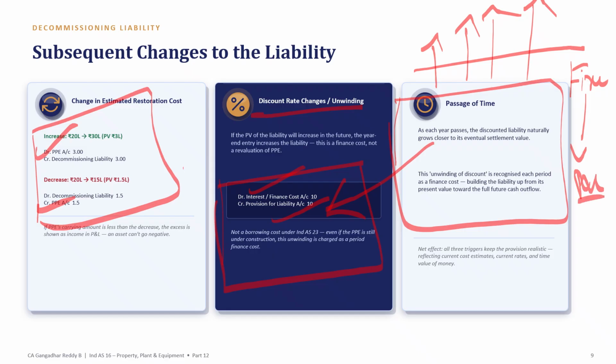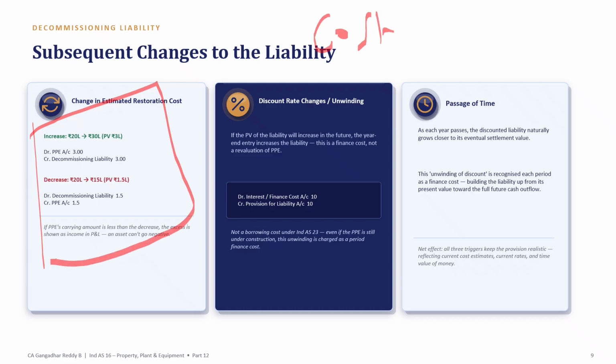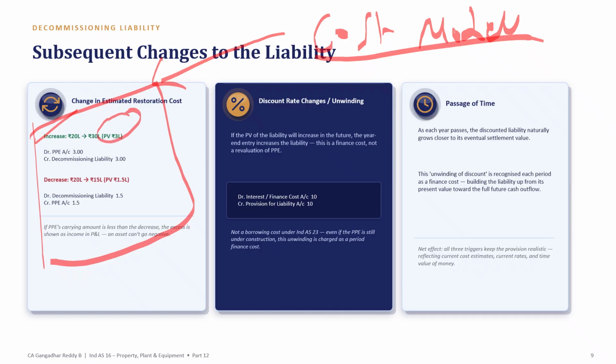But if it is a change in the restoration estimate, they will pass these entries. If it is a cost model, and the liability increases due to restoration cost or discount rate, then the present value of that increase should be added to the PPE account, and then increase your liability. If any liability decreases, the decrease will reduce the decommissioning liability, and then decrease your PPE also, if the PPE carrying amount is not less than the decrease.